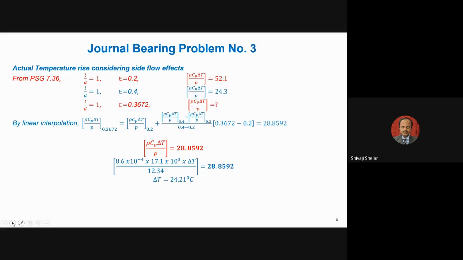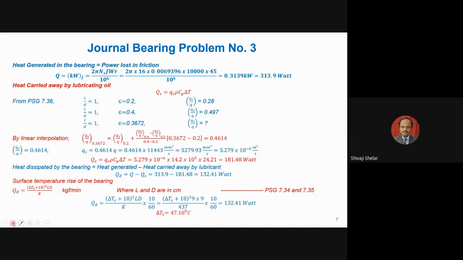So from this, we are going to do the calculation here. What we have here is the heat generated in the bearing, that is the power loss in friction, which I already told in the earlier slide. Heat generated in the bearing is equivalent to the power loss. The power loss in friction we have already calculated by this formula, 2 pi n_s F W of R upon 10 raised to 6 in kilowatt. We want the value in watt. That value we have calculated, and it has come as 313.9 watt.